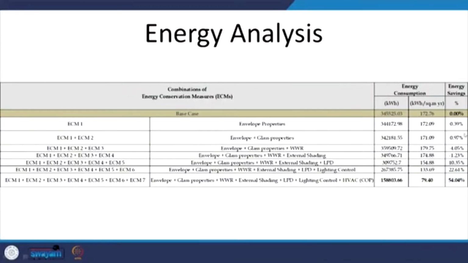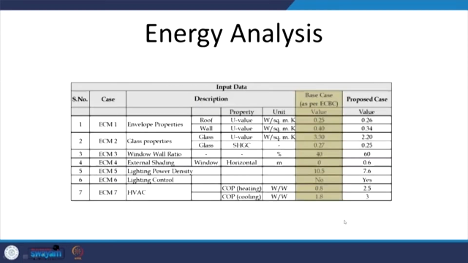If we see here, from the base case, after adding energy conservation measure 1, which was the envelope property, we got a saving of only 0.39%. Now, it appears that the envelope properties do not have much impact, but if we look at the input data, there is hardly any difference in the proposed case from the base case. So, the base case is already at a very good value.